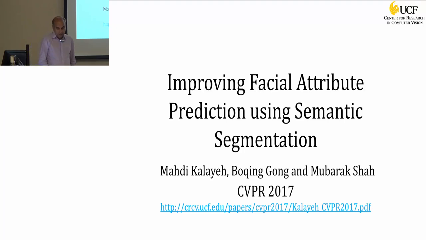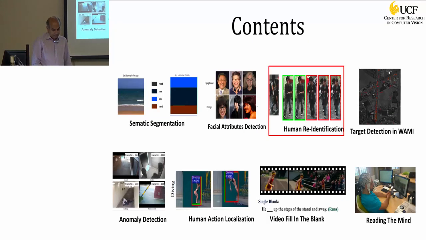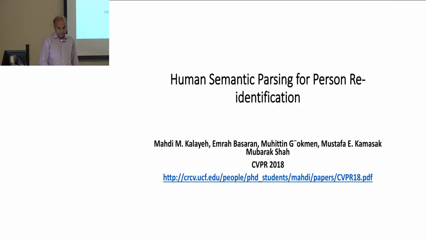So this is a paper, and next week this PhD student, who is sitting here in the front row, will make a presentation about the details, so you can ask him questions and so on. This was presented at the last CVPR. The third topic we want to talk about is human re-identification.